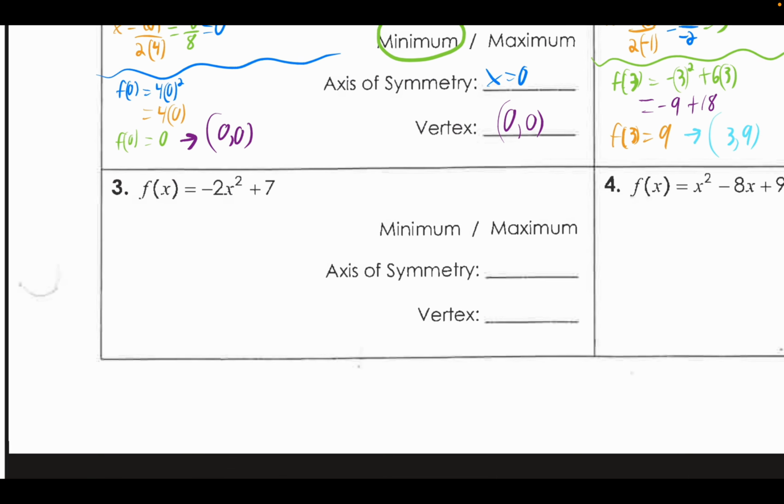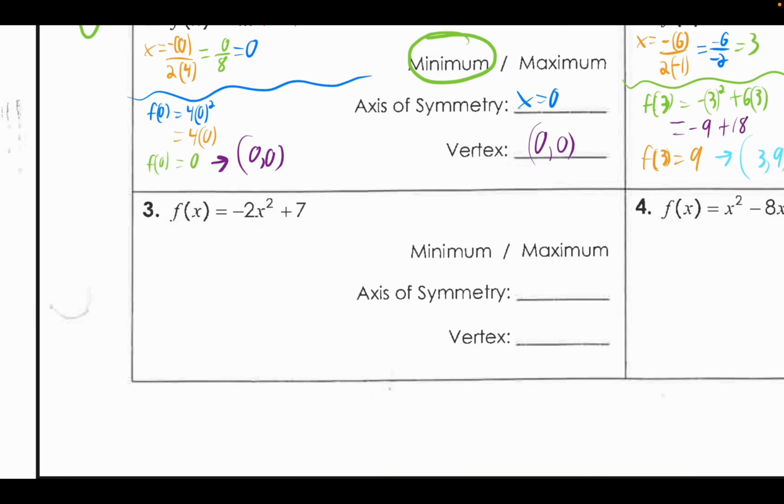Number 3. So here our b is 0 because we don't see any number with an x to the first power. We see an ax squared. We see a plus c because it has no variable. We don't see a bx, so the b is 0. Good to note. Now this does open down since it has a negative there, so it opens down, meaning it has a maximum. And then from there, I'm going to go ahead and find the axis of symmetry.